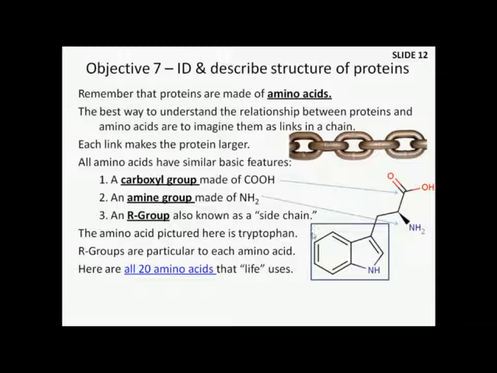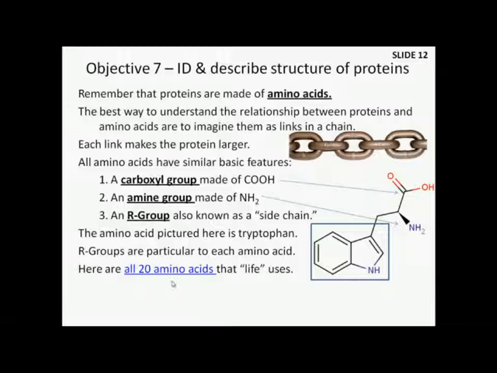The last part of this guy, and this is the most important part because this is what makes this amino acid what it is, is called the R group. Every amino acid has a carboxyl and amine group. Each amino acid's R group is different. That's why it's just kind of known as an R group. It doesn't say anything in particular about it. So each R group is going to be quite unique to each amino acid.